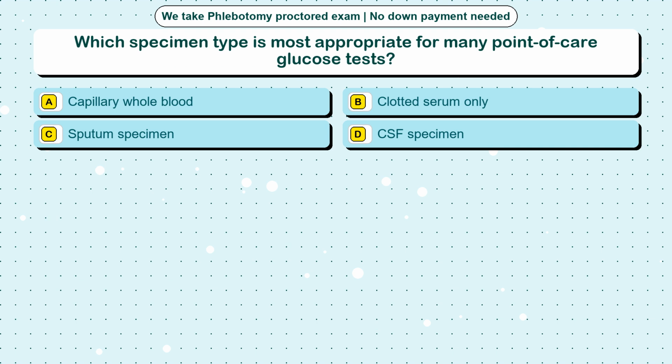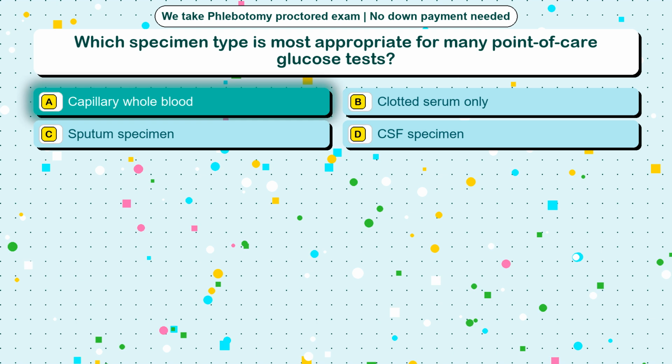Question 93. Which specimen type is most appropriate for many point-of-care glucose tests? Option A. Capillary whole blood. Option B. Clotted serum only. Option C. Sputum specimen. Option D. CSF specimen. The correct answer is option A.